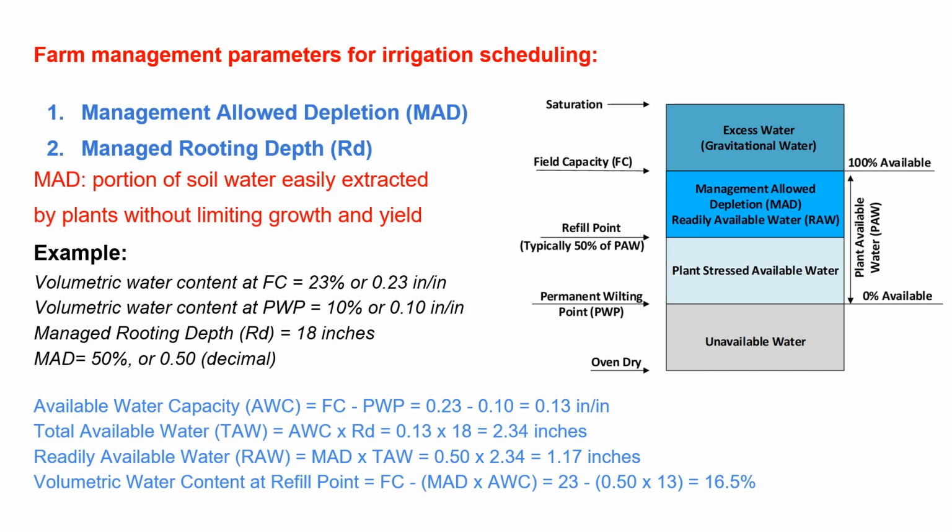The depth of the readily available water is calculated by multiplying the total available water and the MAD level, which is the net irrigation application, or 1.17 inches. The gross irrigation application is obtained by dividing the net amount by the distribution uniformity of your irrigation system. Video number 4 of the Academy's series will discuss distribution uniformity and how to improve it.